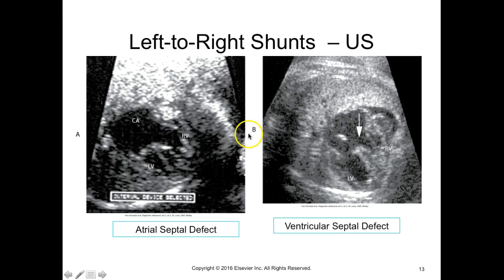All right, and here you can see on ultrasound we have the atrial septal defect and we have a ventricular defect. So you can see here the right ventricle and the left ventricle, and there's an opening. And here you have, I have no idea. I'm not ultrasound. It looks like there's a defect right here in the wall.